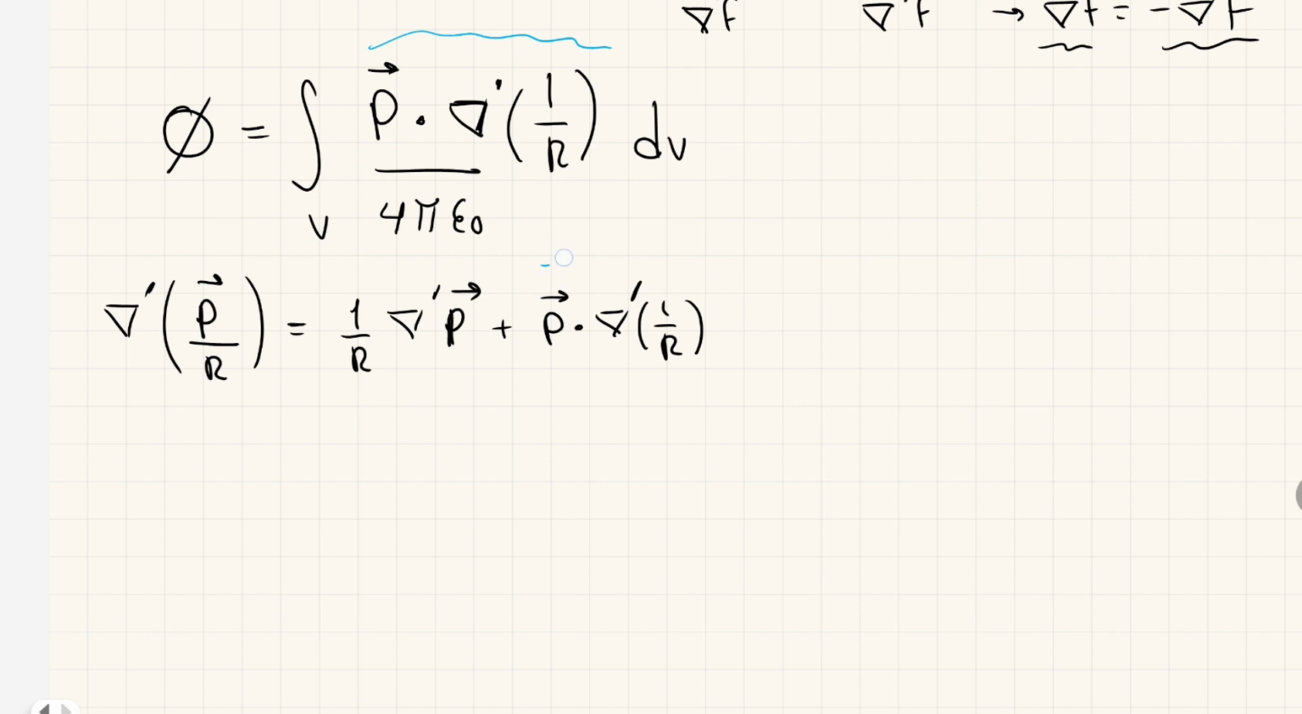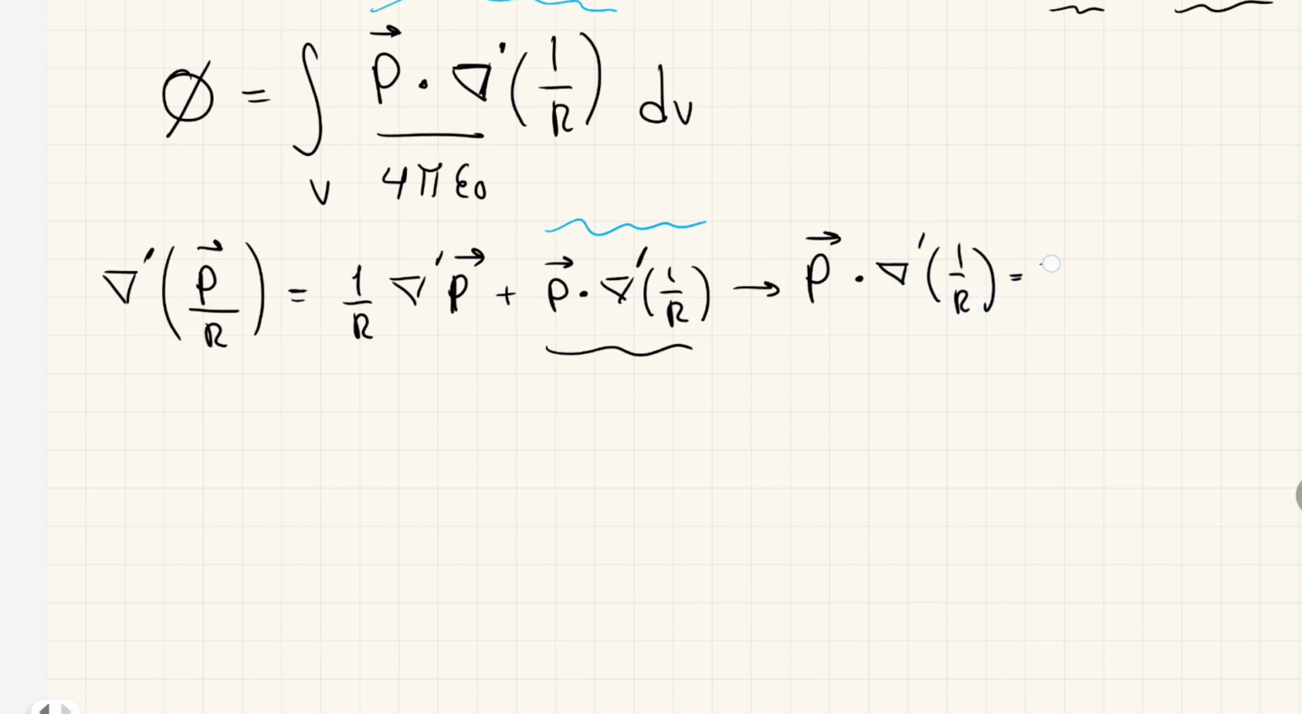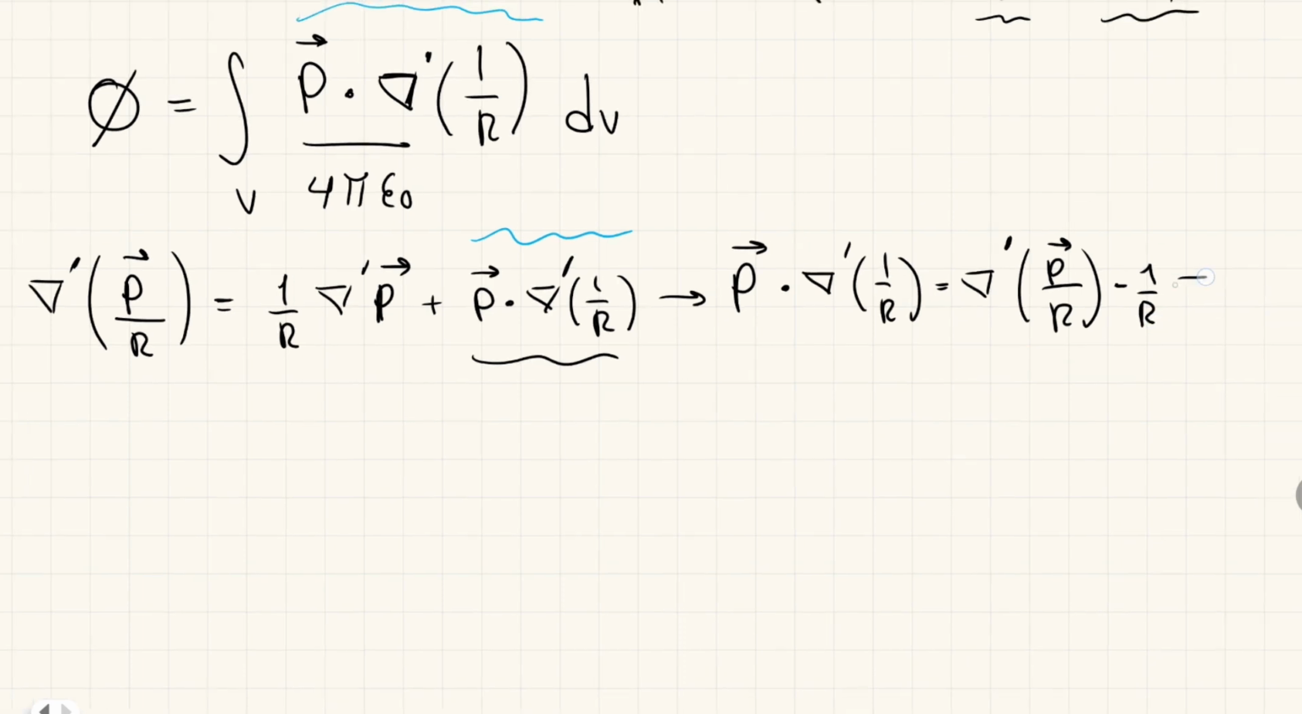Here is the same that we have here. Okay, so we are going to solve this equation for this term to get that the polarization dot the gradient of 1 over r is equal to, well, it will be the divergence of the polarization over r minus 1 over r, the divergence of P.